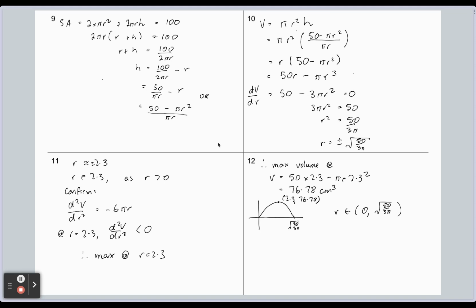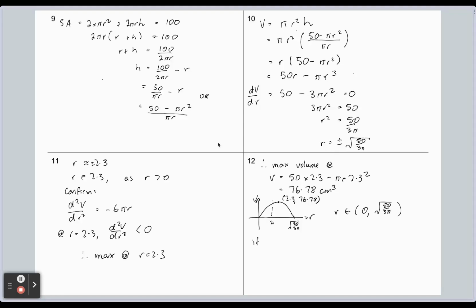How did I get root 50 on 3 pi? Go back and have a look and see if you can figure it out for yourself. It's pretty easy to work out the r-intercepts on this graph. So this is V versus r. So it's a really quick graph. And then we can sort of see that 2 is going to be basically here somewhere. So if 2 was our actual maximum in the domain, then we can see that at 2 it would be a maximum volume as well.